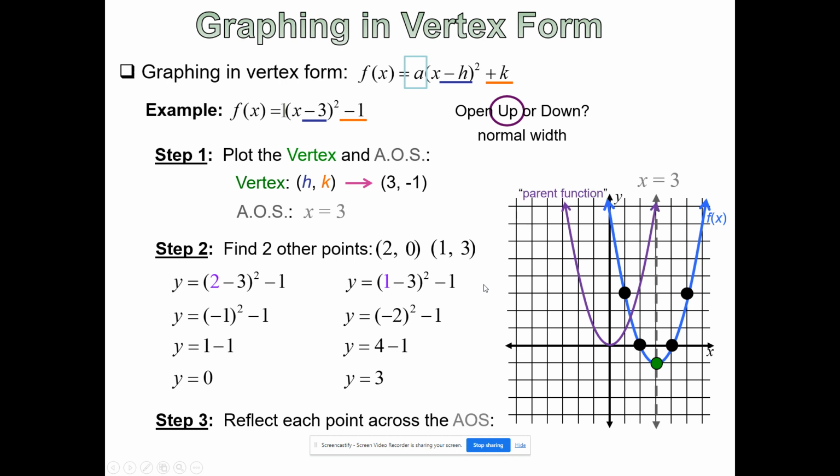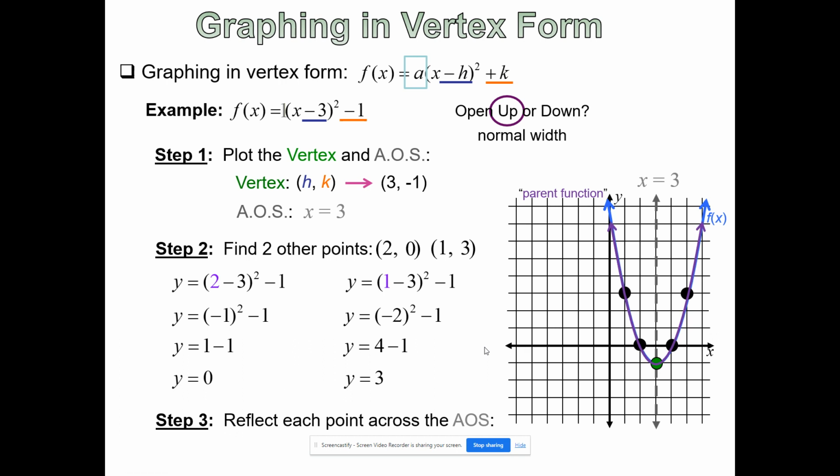Okay, so imagine here's the parent function. This is y equals x squared. Okay, now what's happening here? Well, this is moving it to the right 3. That's minus 3. So if I move it to the right 3, there it is. Then this part right here, this minus 1, moves it down 1.